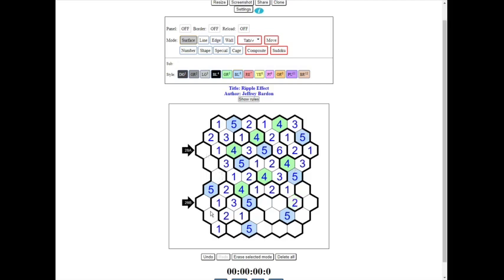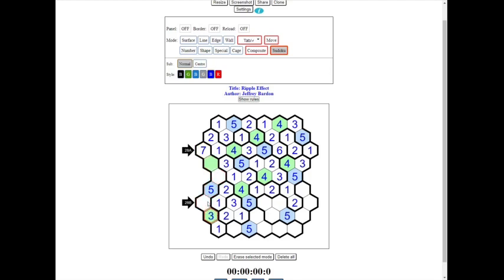Not 4, not 4, not 4, so 4 goes into one of these two. Again, we don't know which quite yet, but the fact that we have a 6 in this region in the top right, well, this sees 1, 2, 3, 4, 5, and 6 all within, so we actually get to place a 7, which I think placing that 7 is really cool.